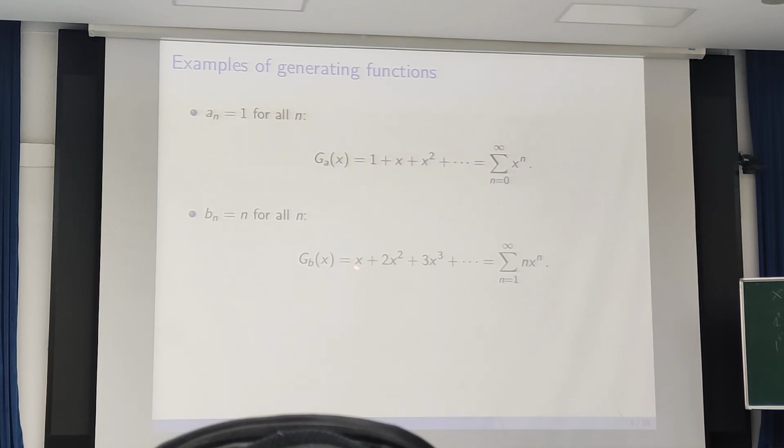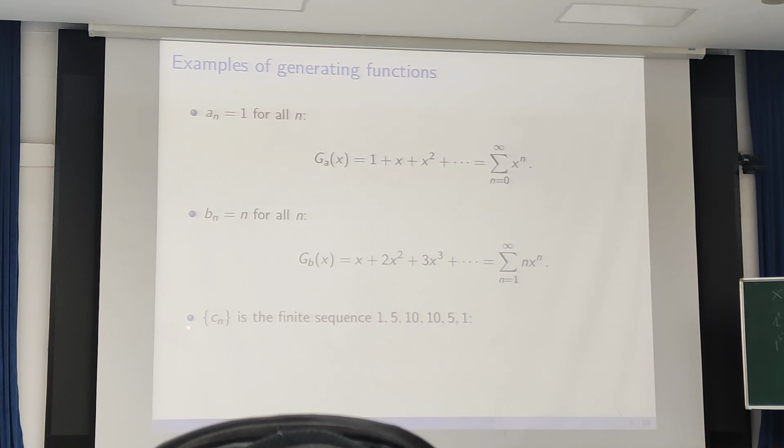For this sequence, you may wonder why the index goes from 1 instead of 0. It is because d0 is 0, so we can ignore the term corresponding to the degree 0 here. If you start with n equals 0 here, it's the same sequence, because it will add a 0 term which doesn't change the sum.